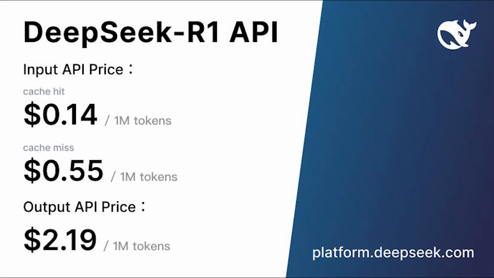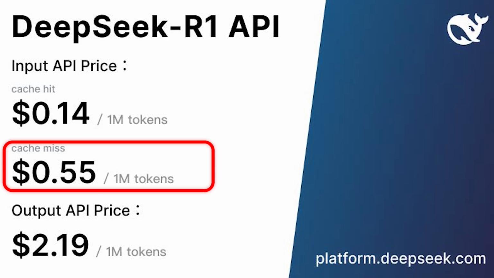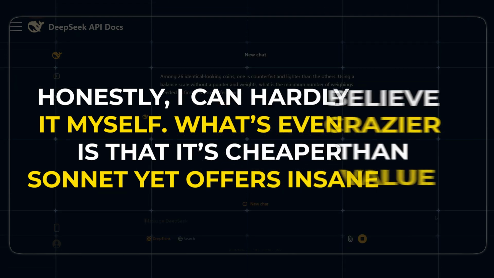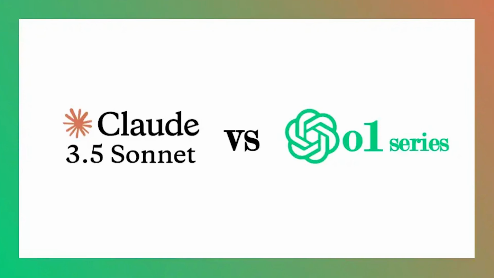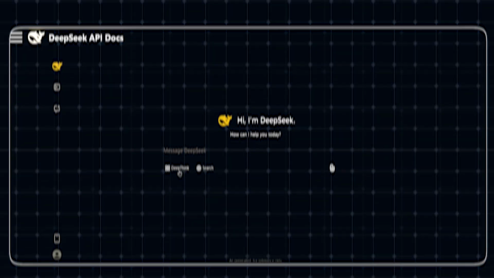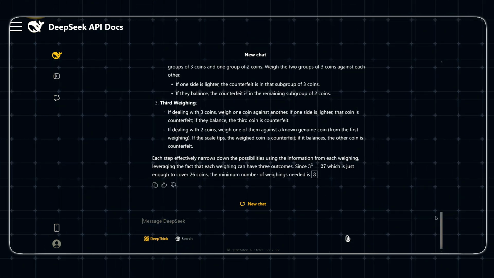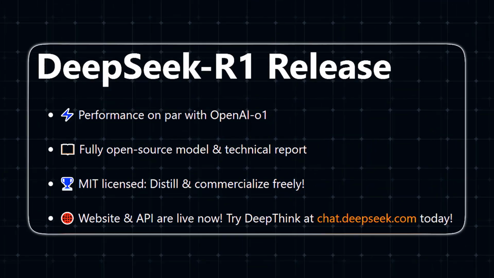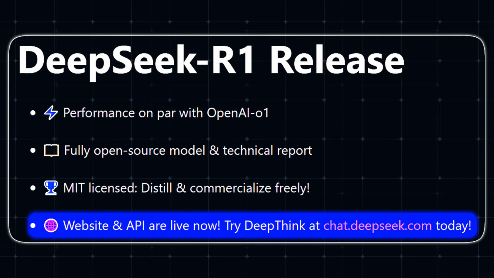This model not only outperforms O1, but it also comes at an unbelievably low price, with open weights. Honestly, I can hardly believe it myself. What's even crazier is that it's cheaper than Sonnet, yet offers insane value. At this point, O1 and Sonnet are practically outdated. DeepSeek has really proven that open source models can deliver the same, if not better, results in just a fraction of the time. They've really set the bar high for OpenAI and Anthropic. And the best part? This model is available for free on their chat interface, not locked behind a $200 paywall.